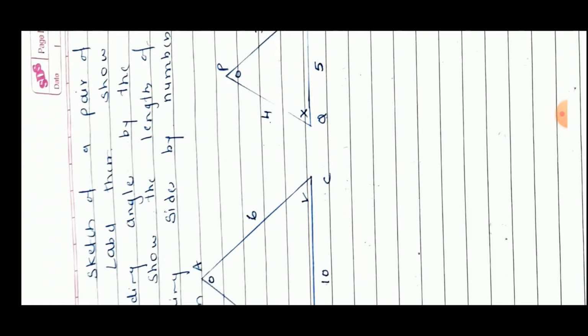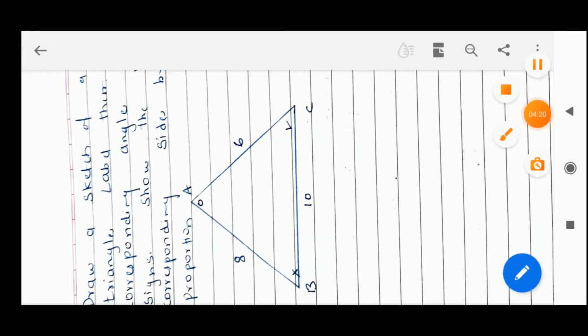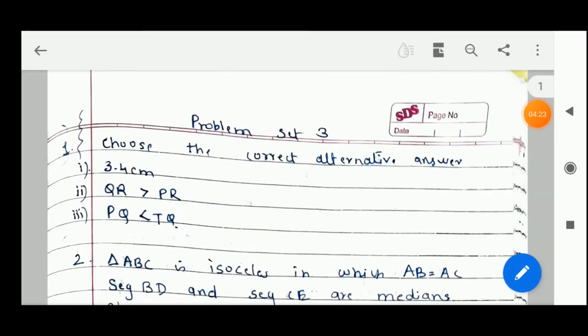Now the third one, here you have to draw just the figure, and the two triangles are given similar. You have to draw the figure. Now choose the correct alternative. Problem set 3 now. Choose the correct alternatives.